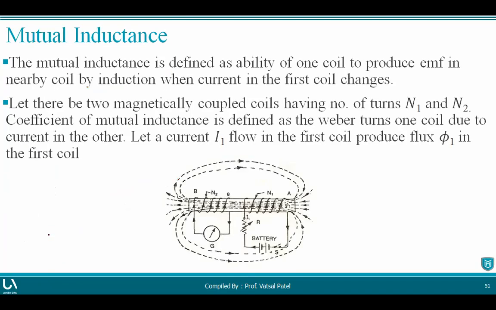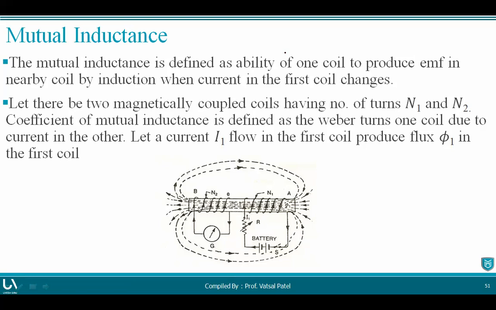Now we are going to discuss the mutual inductance. Mutual inductance is defined as the ability of one coil to produce an EMF in a nearby coil by the induction principle when the current in the first coil changes.